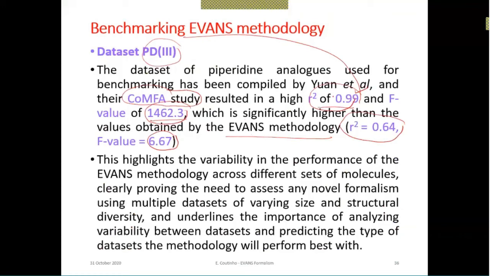But I would put a little question mark on this model, an R-square of 0.99 and an F-value of 1462. I do not want to say anything more about COMFA, except that COMFA is a dead science today. Nobody does COMFA and COMSIA out there. But since this study has been reported in the literature, I am benchmarking it with our EVANS methodology. I am leaving it to you to decide what you want to take from these two studies.